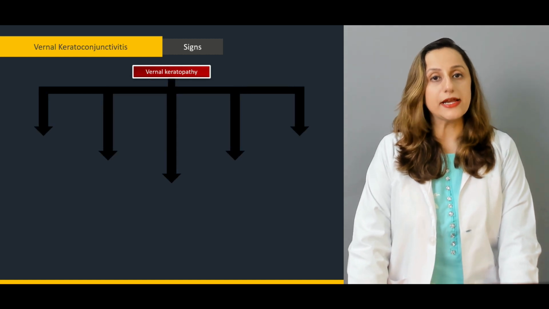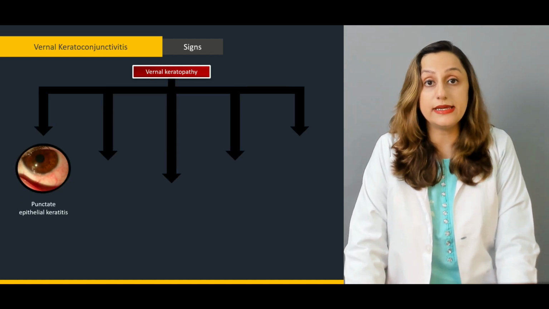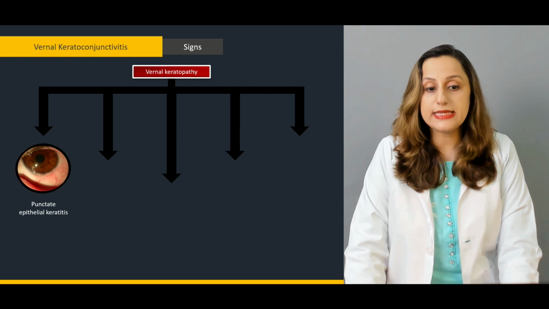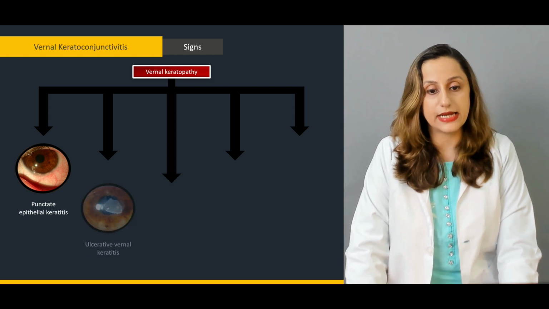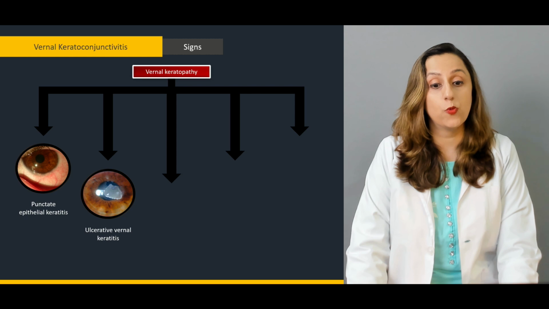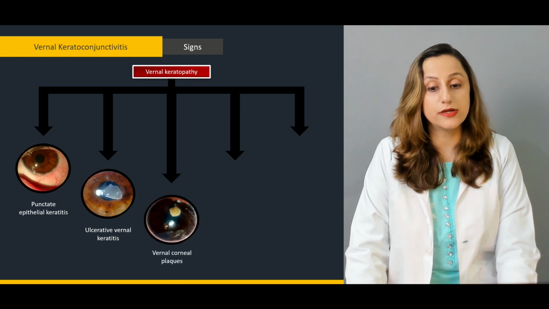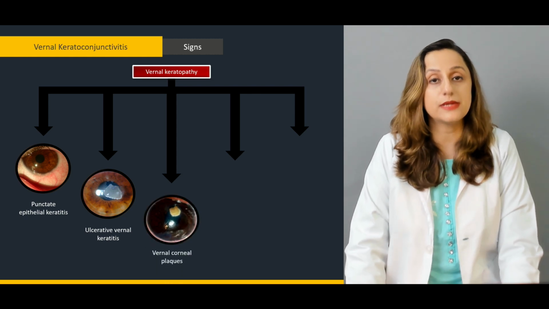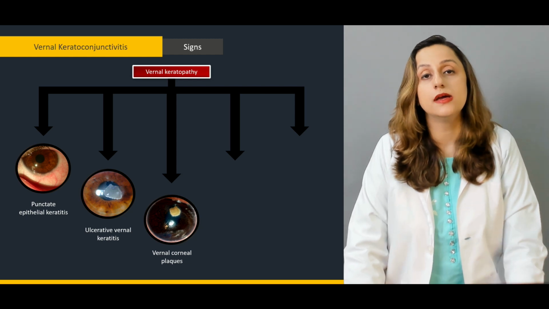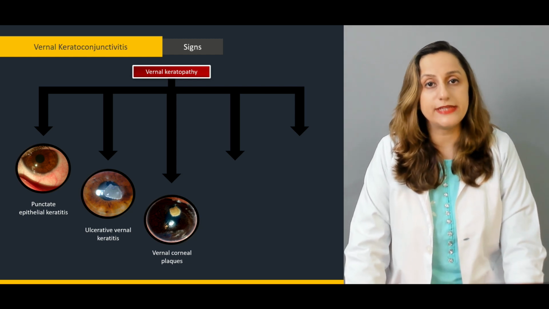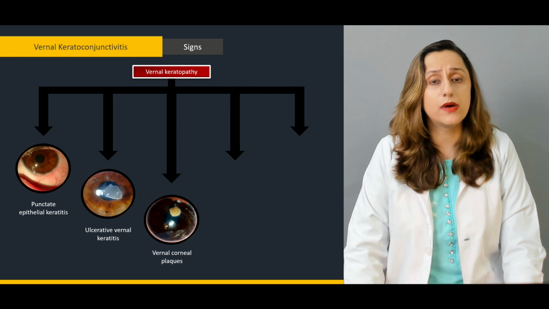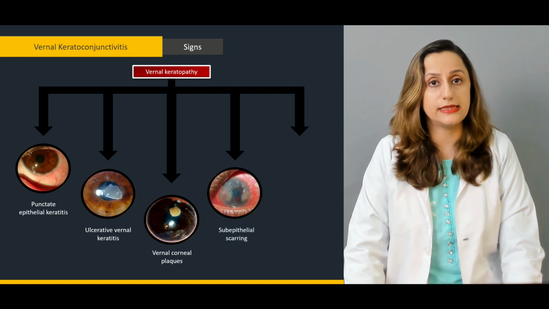The vernal keratopathy, that is when the cornea is involved, we'd be seeing the punctate epithelial keratitis, the ulcerative vernal keratitis, and the vernal corneal plaques. So sometimes this hyalinization and all of this process of damage can mark the plaque formation in the patient.